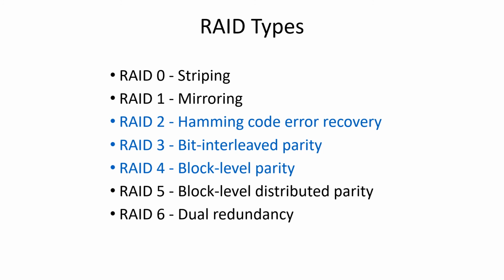If you're really paranoid about losing information, there's RAID 6, which has 2 parity blocks and can recover from the loss of 2 disk drives.